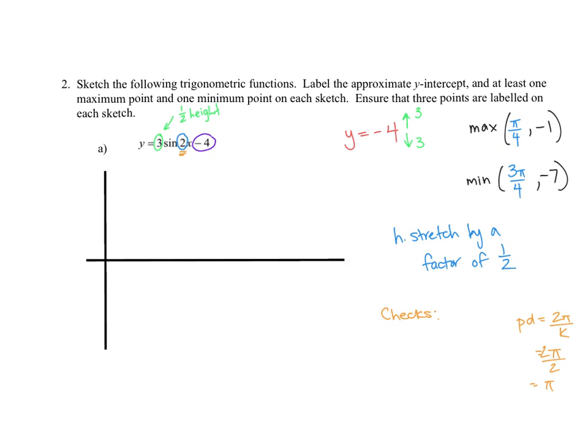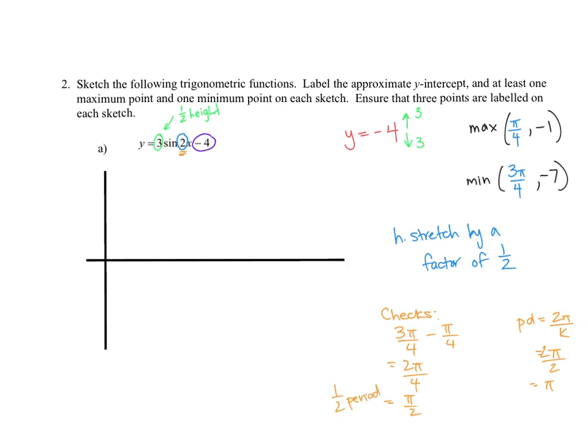But we can also double check that we have calculated these x values of our max and our min correctly. If I know the distance between my max and my min is half of a rotation, then I know that they should occur now in pi by 2 units, right? So I can take my 3 pi by 4 and subtract my pi by 4, get 2 pi by 4, which equals pi by 2. Pi by 2 is half the period.